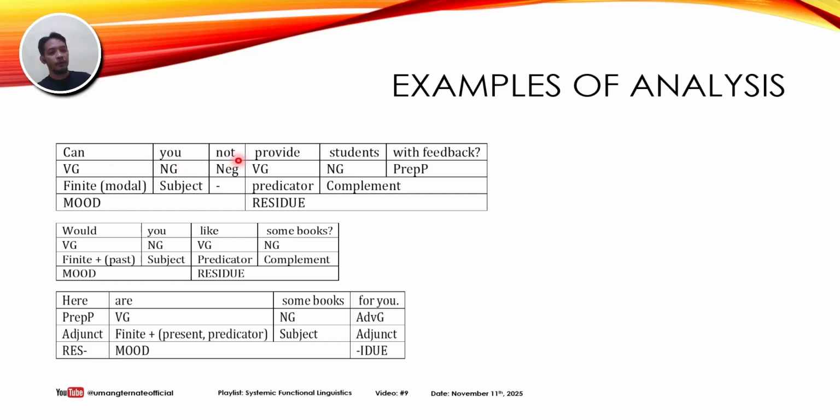But if the negator here is omitted, then it will become a soft command. Can you provide students with feedback? is actually a polite command. Okay, and then the next one. Would you like some books? This is an offer. Okay, because the speaker wants to offer some books to the listener.